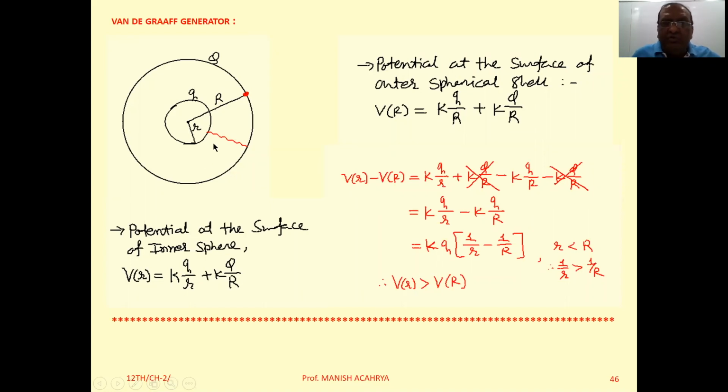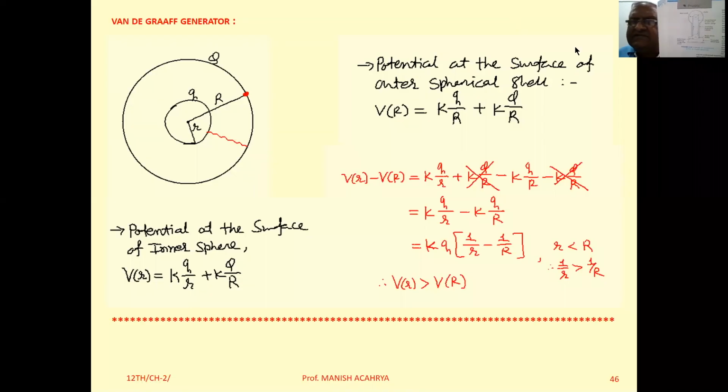Now suppose, as shown in the figure, we connect the inner and outer ones by a conducting wire. Then what happens? The charge will be transferred from high potential to low potential. It implies that the charge will be transferred from inner to outer. Clear to all of you? So we can say this is the principle of the Van de Graaff generator.